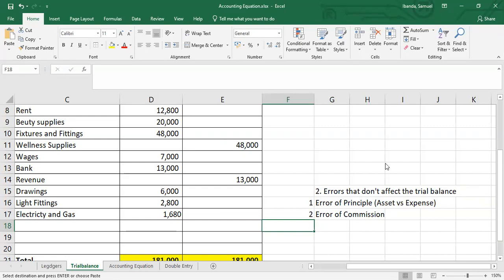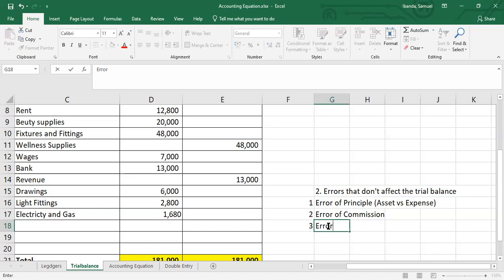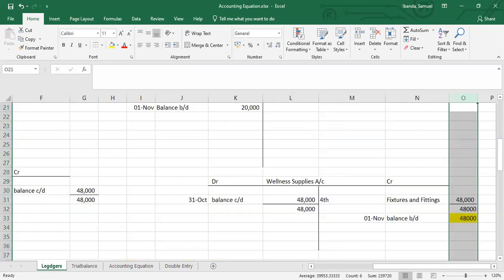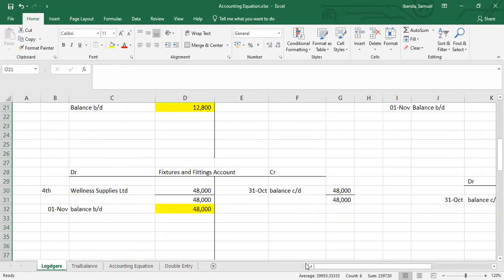Then we can also have an error of omission. We can have what we regard as an error of total omission. Sorry, this is a single M. An error of omission, total omission. Now, what happens with an error of total omission? Let me just show you something small here.